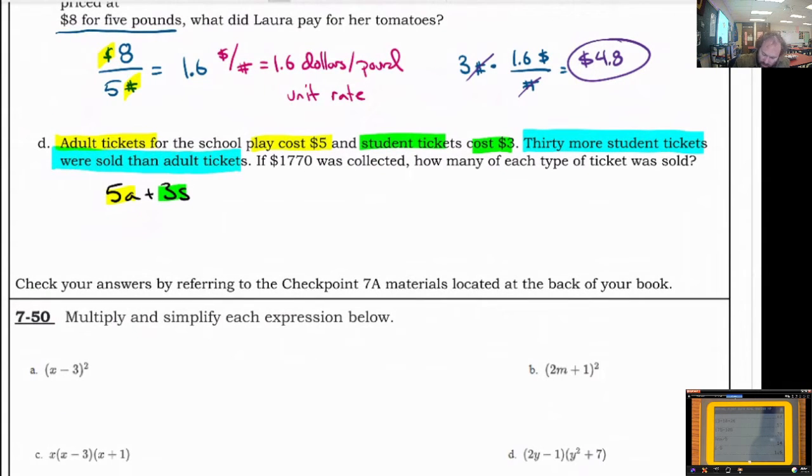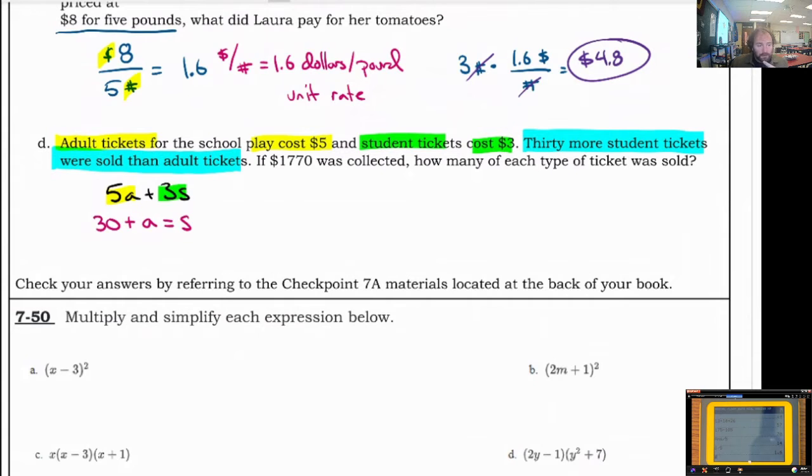So this is kind of weird and backwards, but the way that you want to think about this is, if you do 30 plus the students, that is the number of adult tickets. Or do I have that backwards? 30 more student tickets. That's backwards. See, these are confusing to me sometimes. So if you take the number of adult tickets and add 30 to it, that's the number of student tickets.